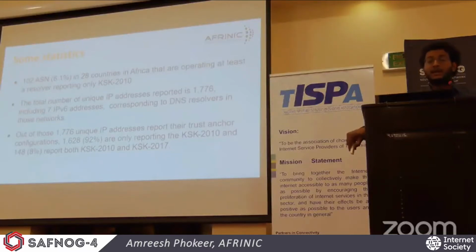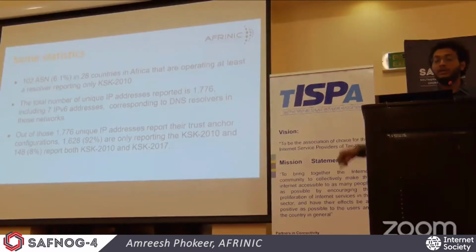So some statistics. ICANN, in the process of measuring who is actually already capable of signing with a new key, have published some data and have extracted some data for Africa. So we had 102 ASNs in Africa in 28 countries that are operating at least a resolver reporting only KSK 2010. The total number of unique IP addresses reported is 1,776, including 7 IPv6 addresses, corresponding to DNS resolvers in those networks.